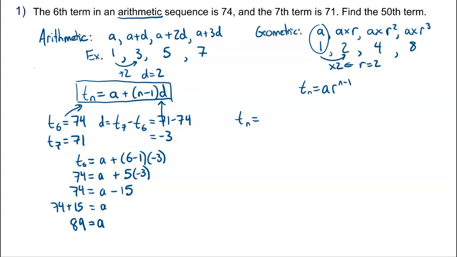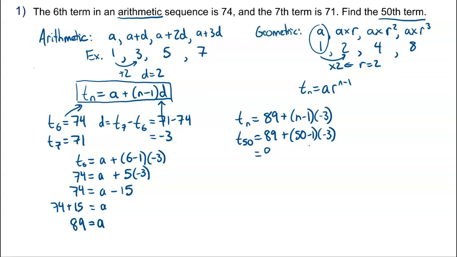And so from there, now we go ahead and we revisit the Tn equals a plus n minus 1 times d, but we can substitute in the a and the d value now. So the a is 89, and the d value is negative 3. So now I know I'm after the 50th term, so if I put n equals 50 into this equation, then I can go ahead and say 89 plus 50 minus 1 times negative 3. So that 50 minus 1 gives me 49, so it's 89 plus 49 times negative 3.